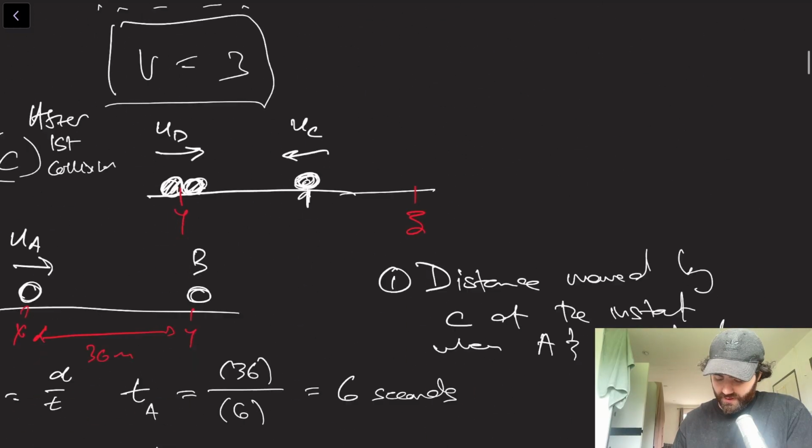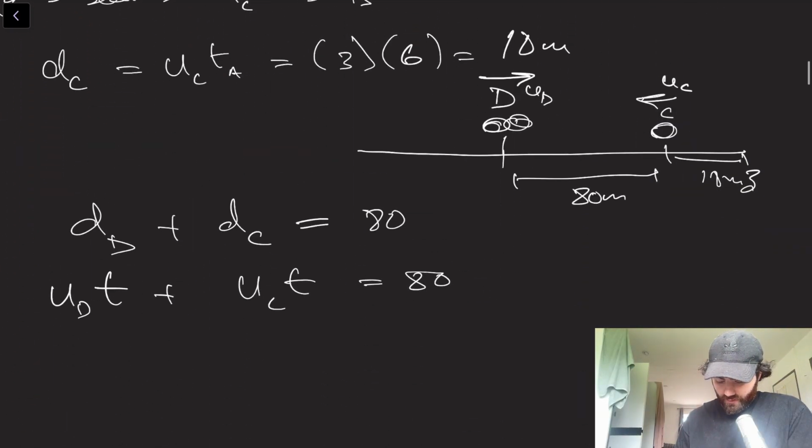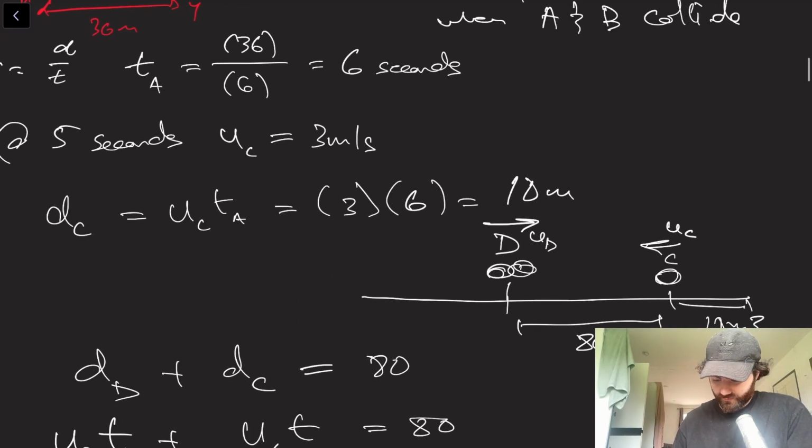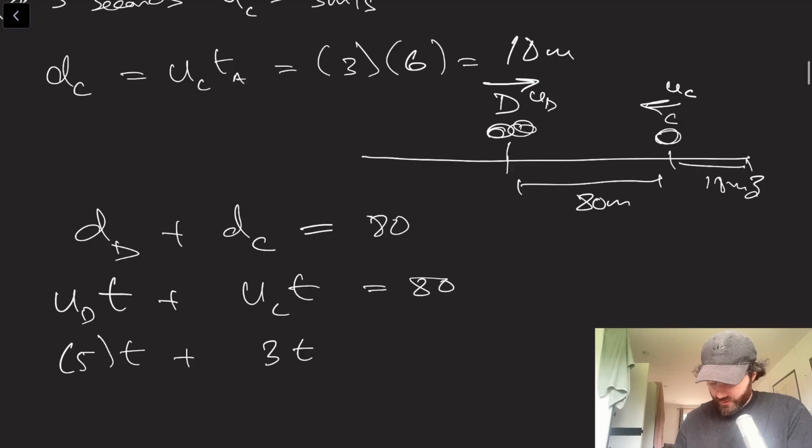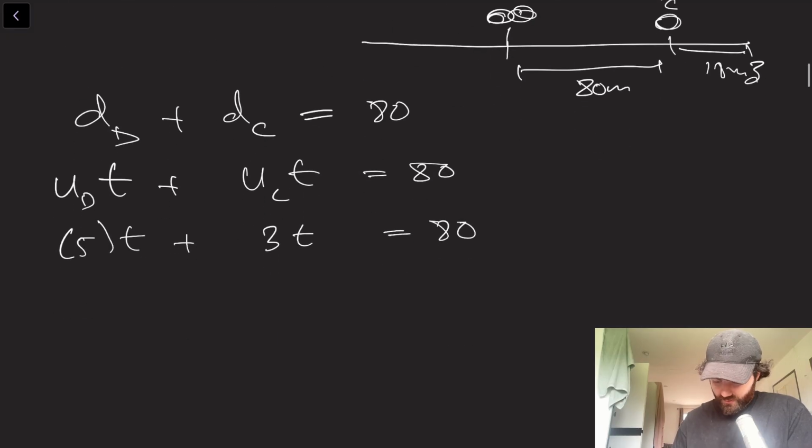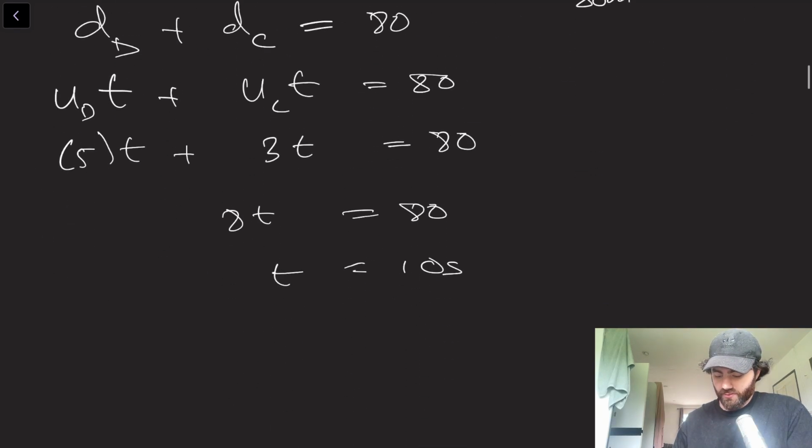5 meters per second. 5t plus U of C was 3, right? 3t equals 80. So we get 8t equals 80. So t equals 10 seconds. And that'll be your answer.